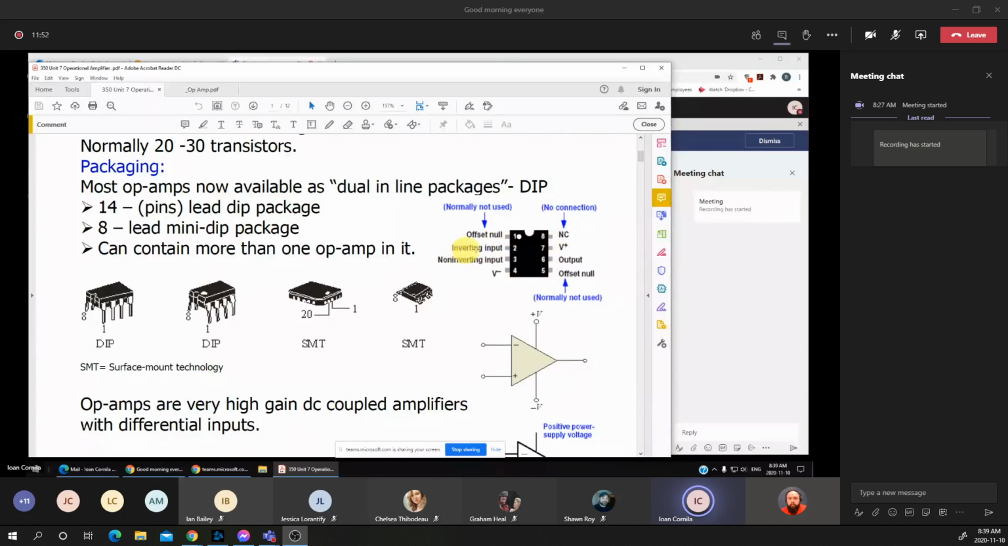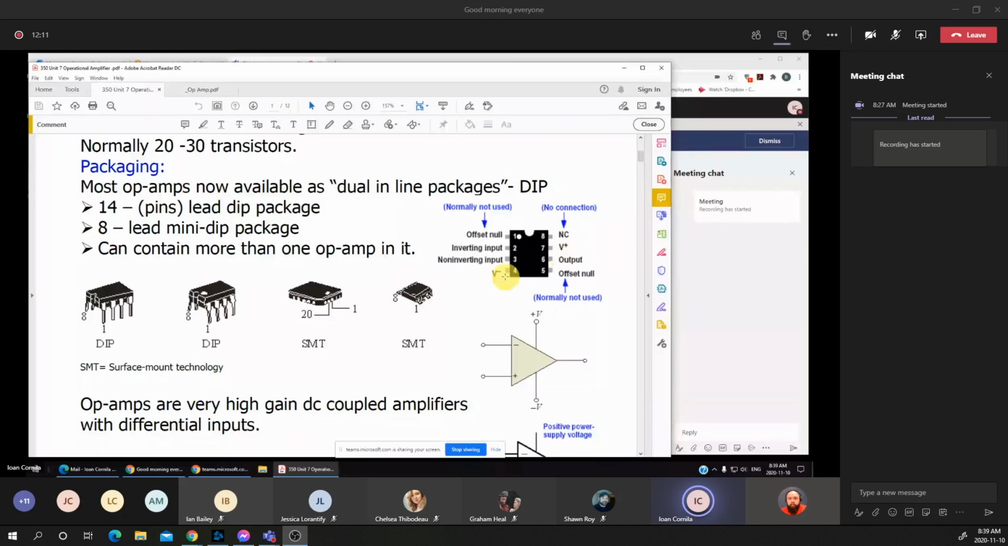What else are you seeing on this op amp? You notice that I'm having the 2 inputs. One is the inverting input, and the other one is the non-inverting input. That means this operational amplifier has 2 inputs and a single output.